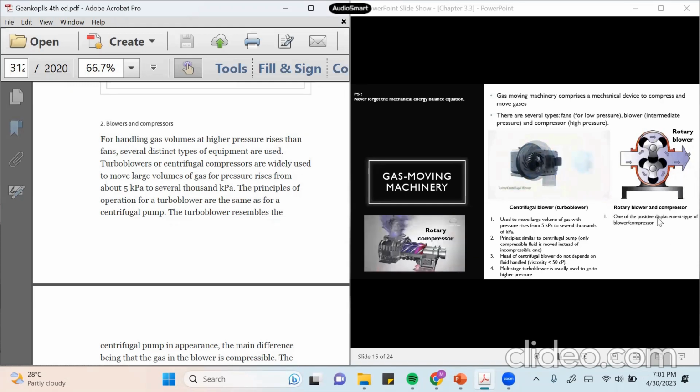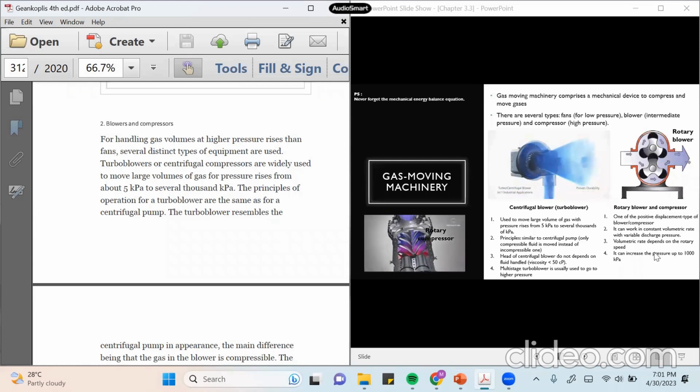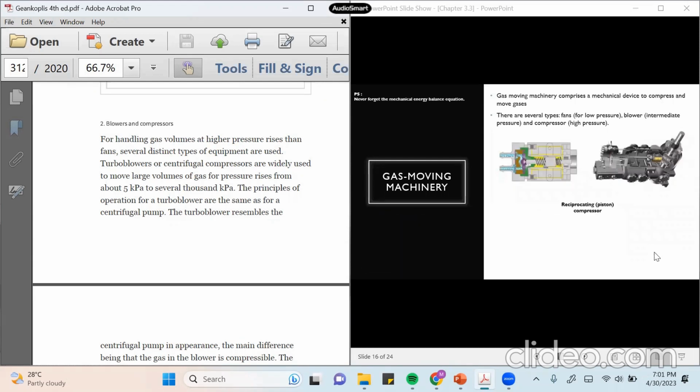Now another type is rotary. So it's positive displacement again. It can work at a constant volumetric rate with variable discharge pressure. Now, the volumetric rate depends on the rotation speed. It can increase the pressure up to 1000 kPa. Okay, so for rotary, that's all.